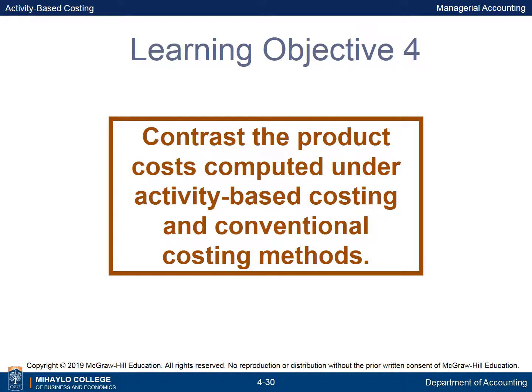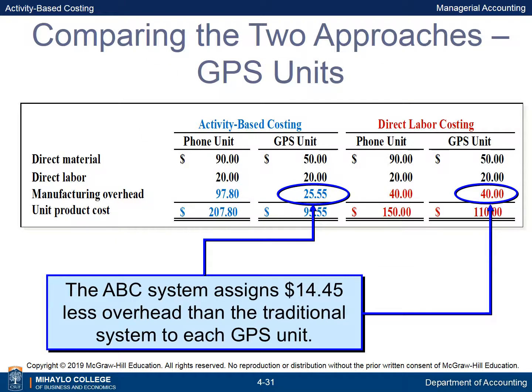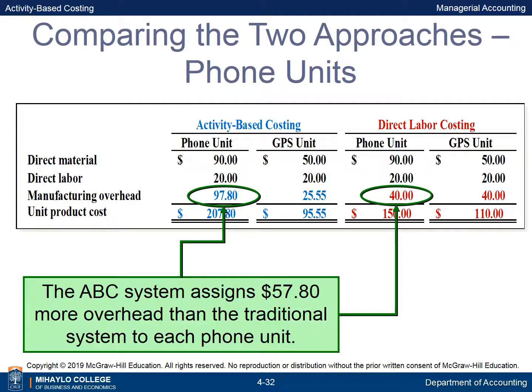Learning objective number 4 is to contrast the product costs computed under activity-based costing and conventional costing methods. The ABC system assigns $14.45 less overhead than the traditional system to each GPS player. $40 minus $25.55 equals $14.45. The ABC system assigns $57.80 more overhead than the traditional system to each phone unit. $97.80 minus $40 equals $57.80.